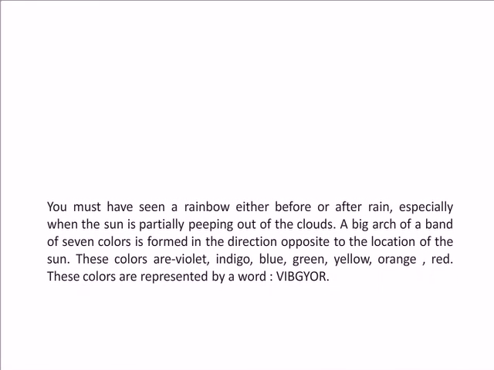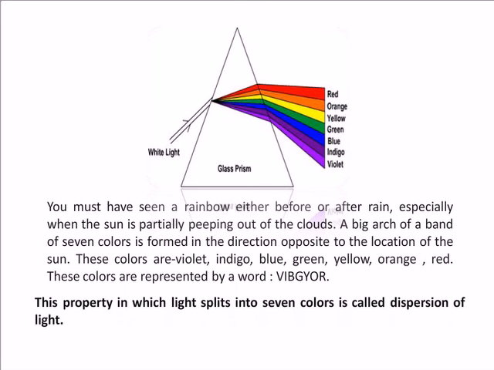You must have seen a rainbow either before or after rain, especially when the sun is partially peeping out of the clouds. A big arc of a band of 7 colors is formed in the direction opposite to the location of the sun. These colors are violet, indigo, blue, green, yellow, orange, red. These colors are represented by the word VIBGYOR. This property in which light splits into 7 colors is called dispersion of light.